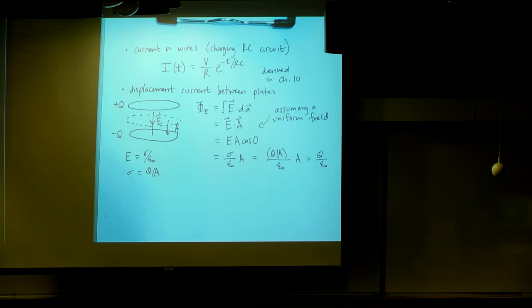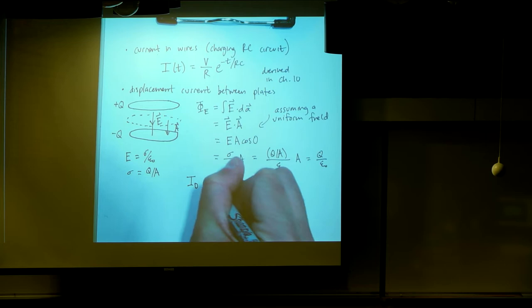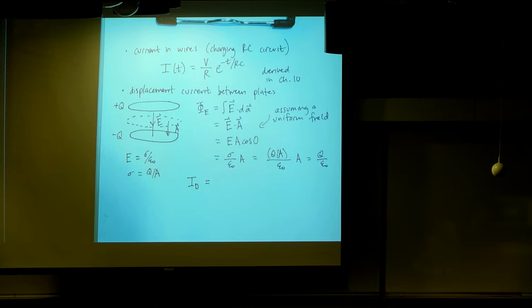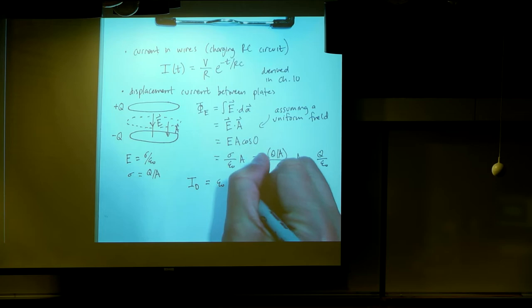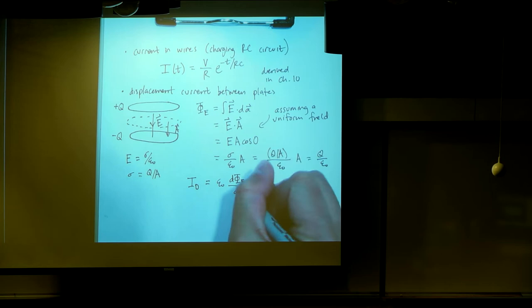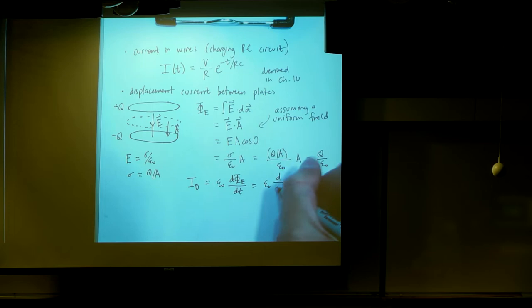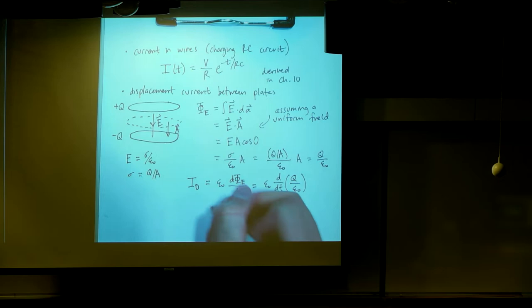All right, what's my displacement current? We're going to just go to the definition. The displacement current between the plates, by definition, is epsilon naught times the derivative of the electric flux, which we have right here, with respect to time. So what do I have? I have epsilon naught times the derivative with respect to time of this thing, which is Q divided by epsilon naught. So guess what? Epsilon naught cancels. What am I left with? dQ/dt.